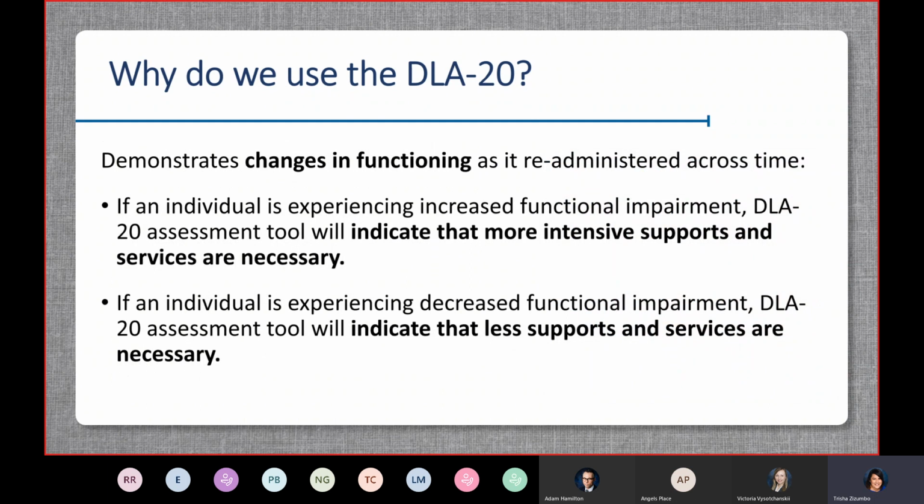Also, the DLA 20 demonstrates changes in functioning as it is re-administered across time. If an individual is experiencing increased functional impairment, the DLA 20 assessment tool will indicate that more intensive supports and services are necessary. Conversely, if an individual is experiencing decreased functional impairment, the DLA 20 assessment tool will indicate that less supports and services are necessary.